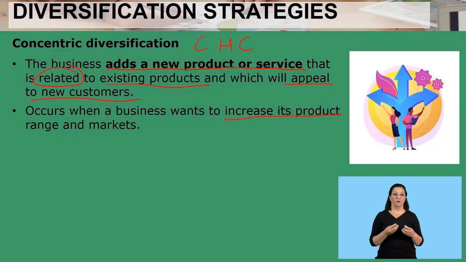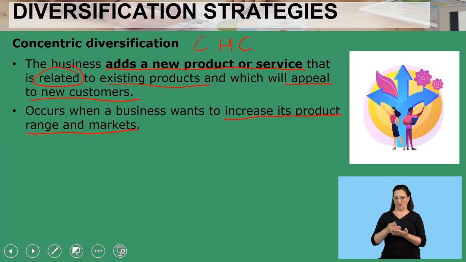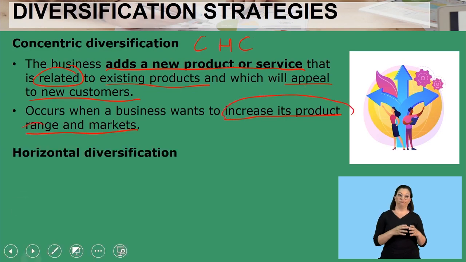It occurs when a business wants to increase its product range and the market. Like I said, other people will decide they don't want stew, but they want the fried meat or the fried chicken. So you just choose. So we are increasing what? The product range and the market. So that is concentric diversification. We're going to go with our scenario of Maboe Catering Company.